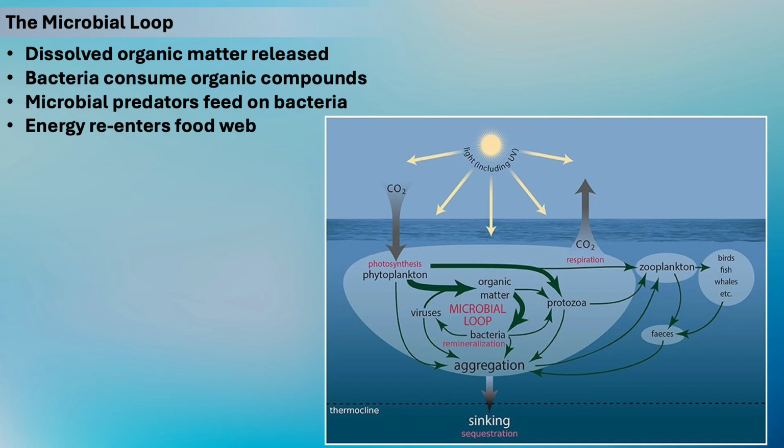At the same time, it is important to recognize that while the microbial loop is efficient at recycling energy, it can also reduce the efficiency of energy transfer to higher trophic levels. Because energy passes through multiple microbial steps before reaching larger organisms, more energy is lost through respiration at each step. As a result, ecosystems dominated by the microbial loop often support less biomass at higher trophic levels compared to systems dominated by direct grazing pathways.